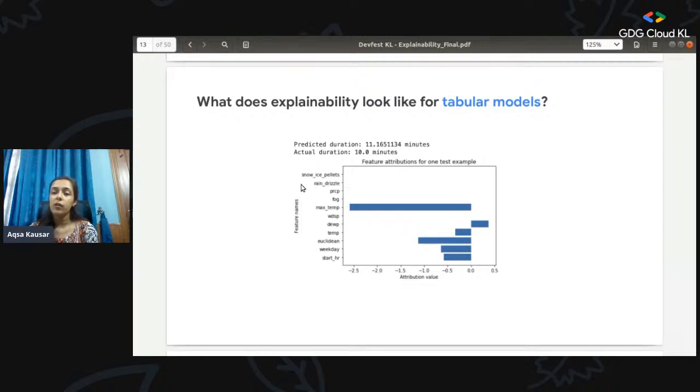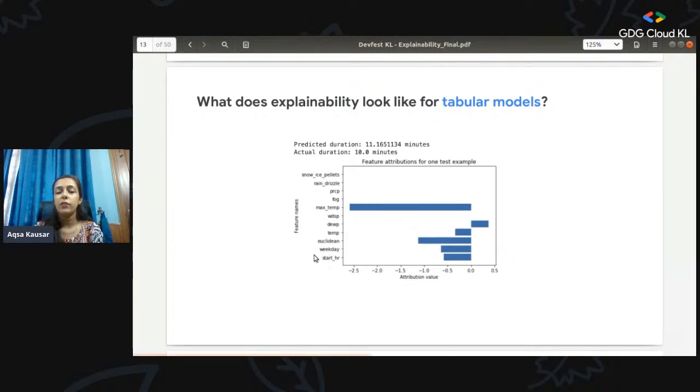So you can use explainability to understand which features in your data set are more important and how the different features are affecting the predictions. For example, in this case, you can see maximum temperature. This was a data set for bike rides, and you were predicting the durations of the bike rides depending on different features. For example, climate, rain, maximum temperature, whether it's a weekday or not, the start time, the end time, and the hour of the day, etc.